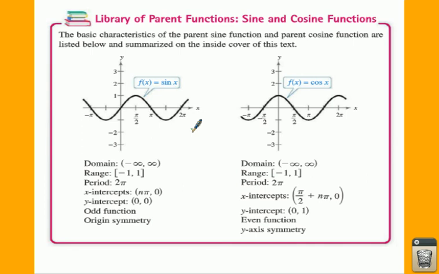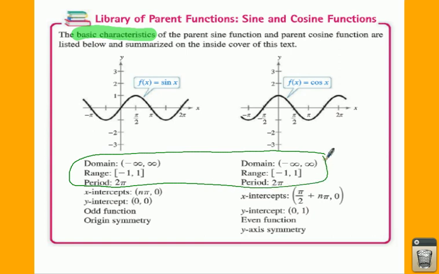Last thing here is this is in your book, okay? These are all the basic characteristics that you need to know for each of your parent functions. Your domain for both of them is all real numbers. Your range is the same, -1 to 1. Period is the same, 2 pi. Intercepts, don't worry so much about that. Odd, even, don't worry about that so much. But keep in mind these 3 things right here are all the same.